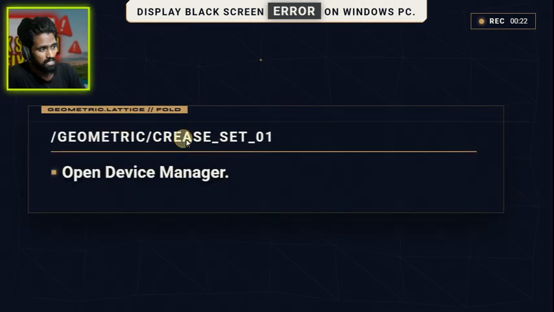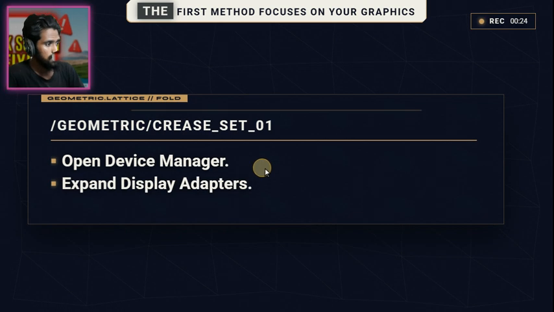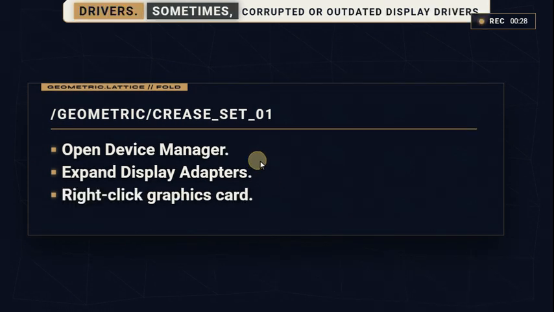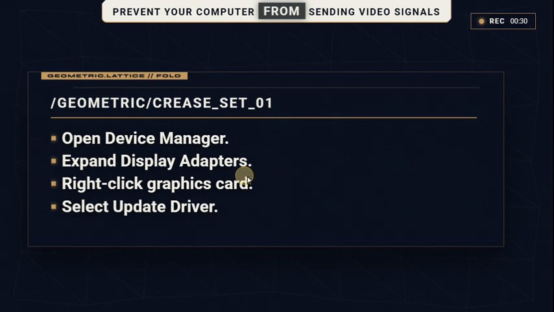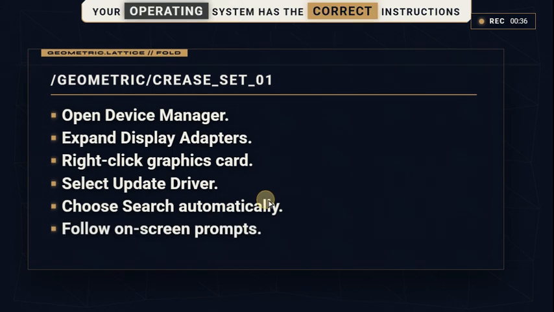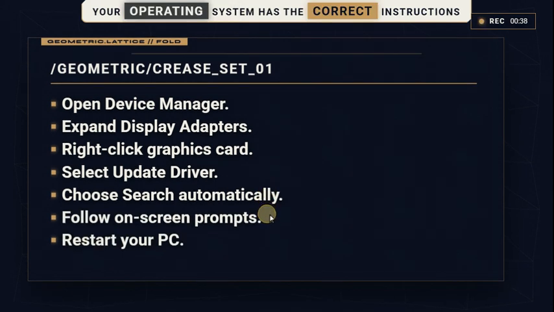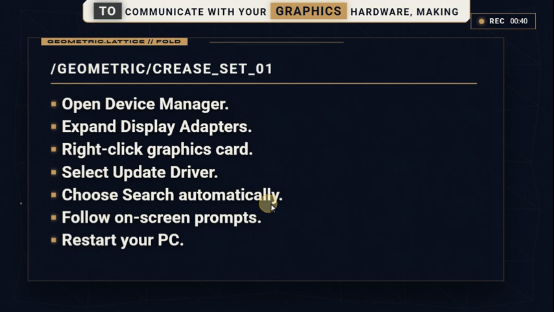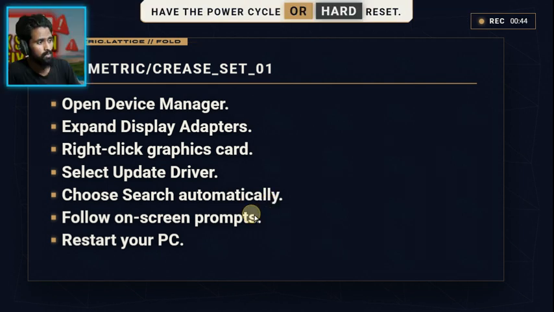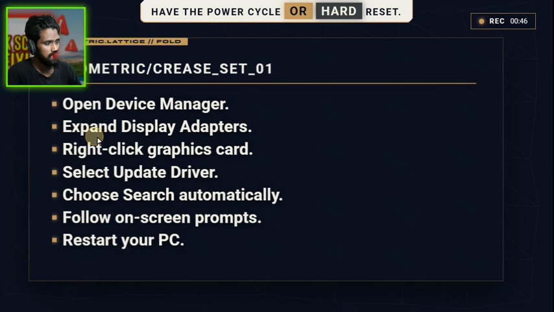The first method focuses on your graphics drivers. Sometimes corrupted or outdated display drivers prevent your computer from sending video signals to your monitor. Updating these drivers ensures your operating system has the correct instructions to communicate with your graphics hardware, making your screen light up again. Next, we have the power cycle or hard reset.